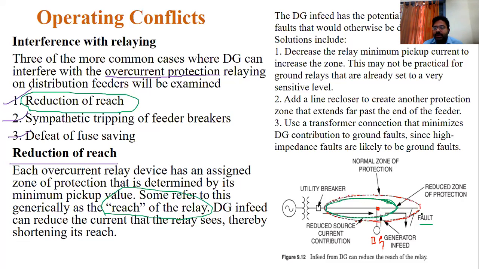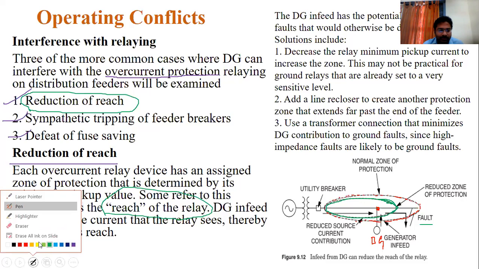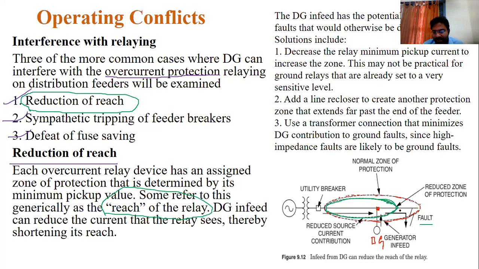If any fault occurs in this empty area, you can see this, I can change the color. In this area, the yellow color, if any fault occurs in this area, the relay is not able to detect that fault. What will happen in that case? The system may get damaged. Okay, the system may get damaged.